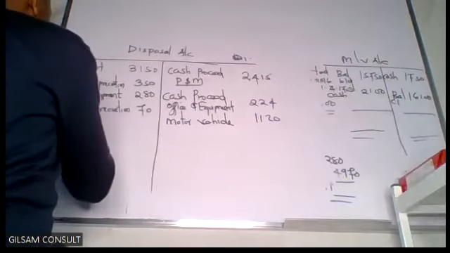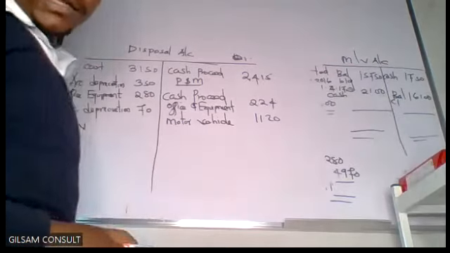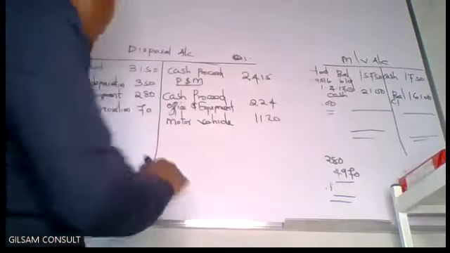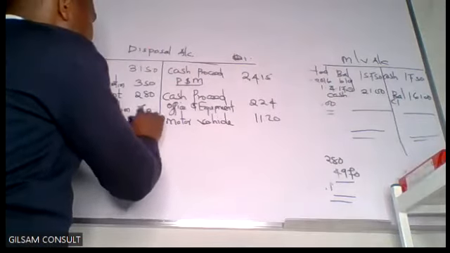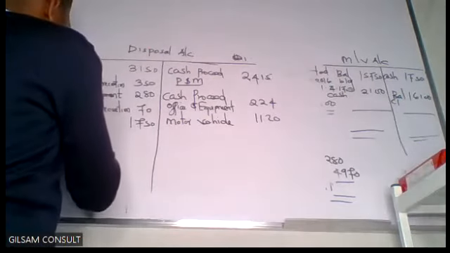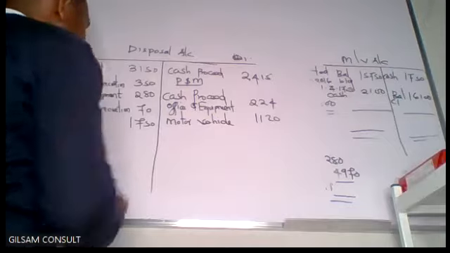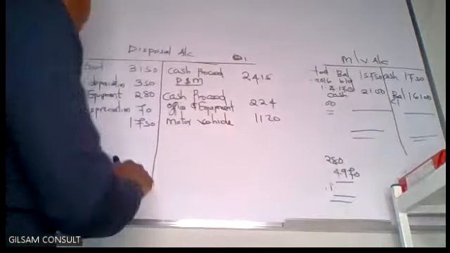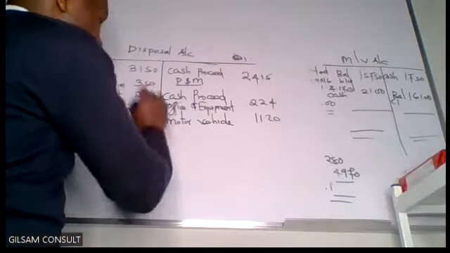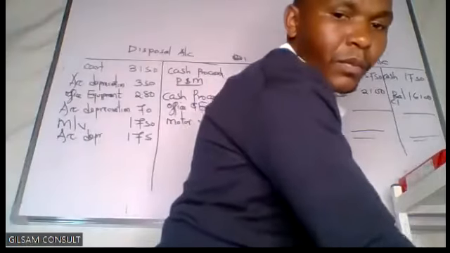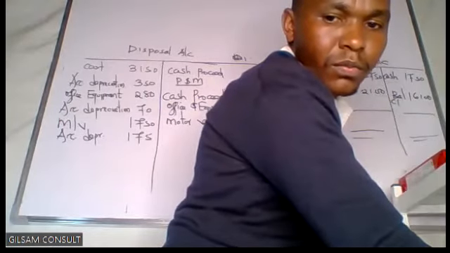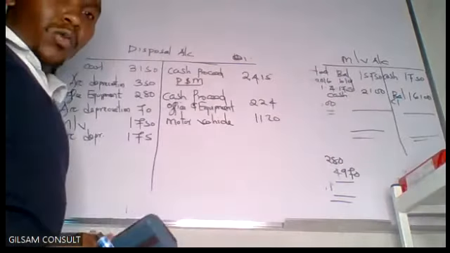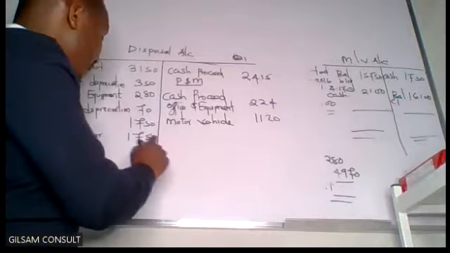That motor vehicle, we sold it at a cost of 1750. And it had accumulated depreciation of 175. With accumulated depreciation of 175. Are you still following?